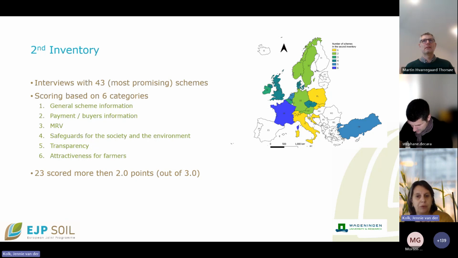It's an in-depth look at the first inventory. We asked more questions than we did in the first inventory, and we scored them based on 6 categories: the general scheme information, the payment and the bias information, the MRV, safeguards for society and the environment, transparency, and the attractiveness.